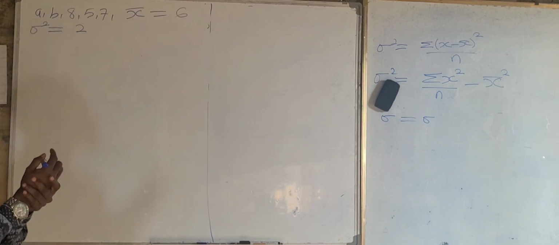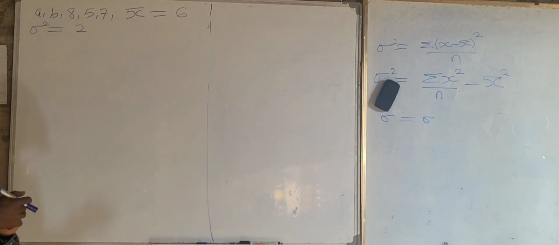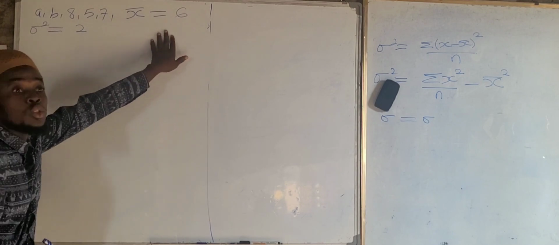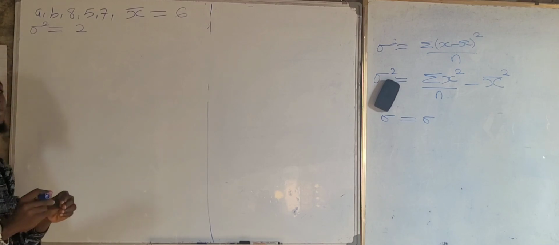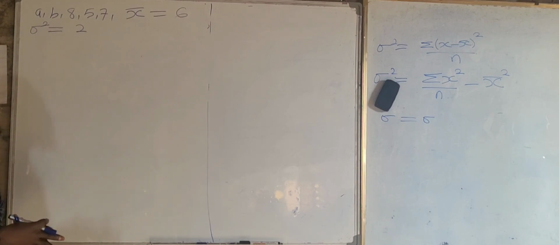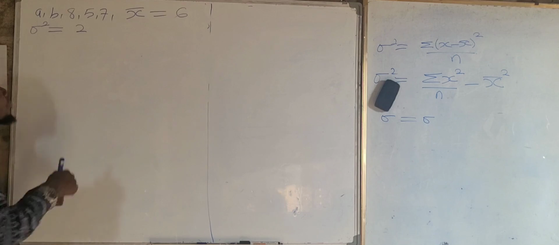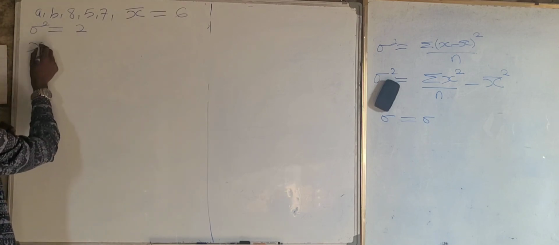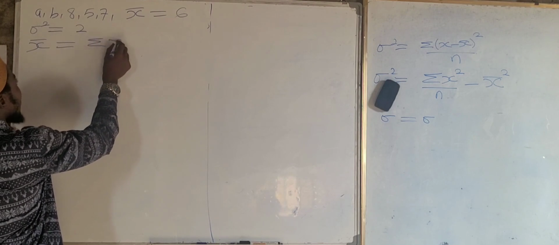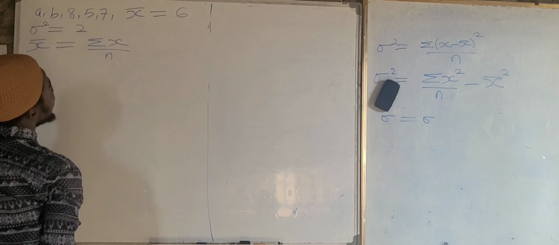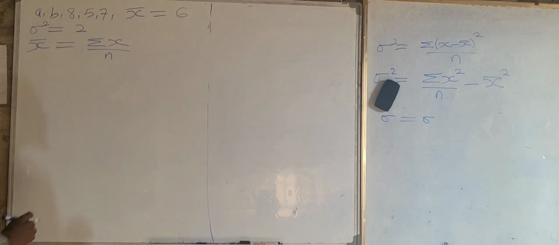Now come here again. You know what the mean is. Here, the mean is given to us. So what we must try to understand here is that the mean is the sum of all the events divided by the total number of events. So we come here and say, using this, x bar is equal to the summation of x all over n. Are we okay?